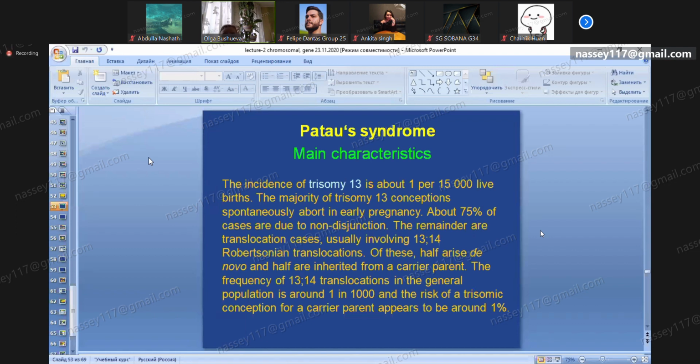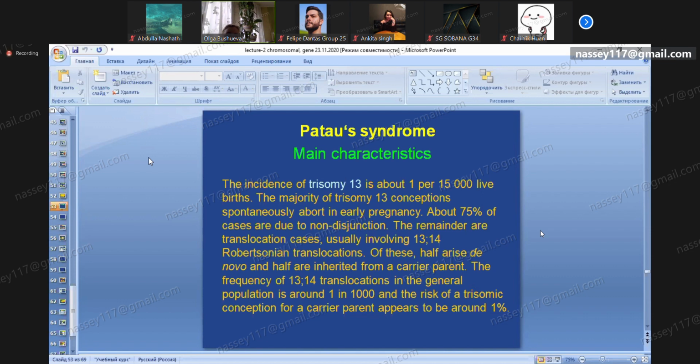What are the main characteristics? The incidence of trisomy 13 is about 1 in 15,000 live births. The majority of trisomy 13 conceptions spontaneously abort in early pregnancy. About 75% of cases are due to non-disjunction. The remainder are translocation cases, usually involving 13, 14 Robertsonian translocations. Of these, half arise de novo and half are inherited from a carrier parent.